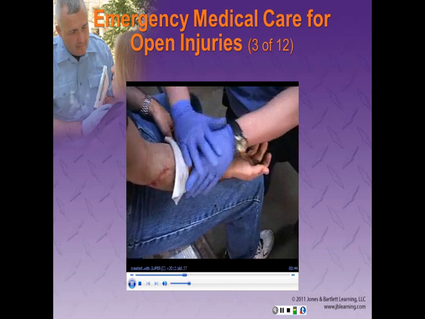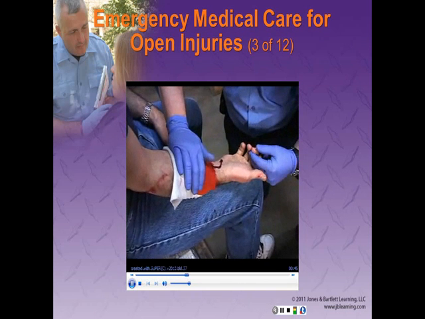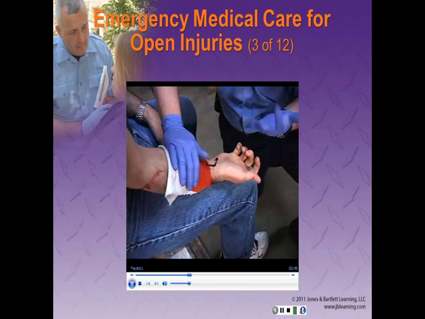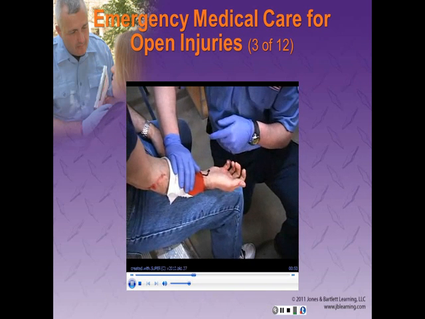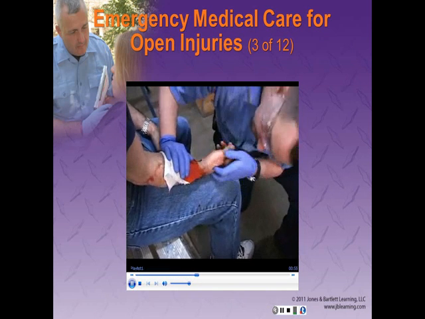Wonderful. Okay. I'm going to check your capillary refill, make sure you got good circulation. Can you wiggle your fingers for me? Wiggle your fingers like this. Does that hurt you at all? Not really, not too much. Okay.